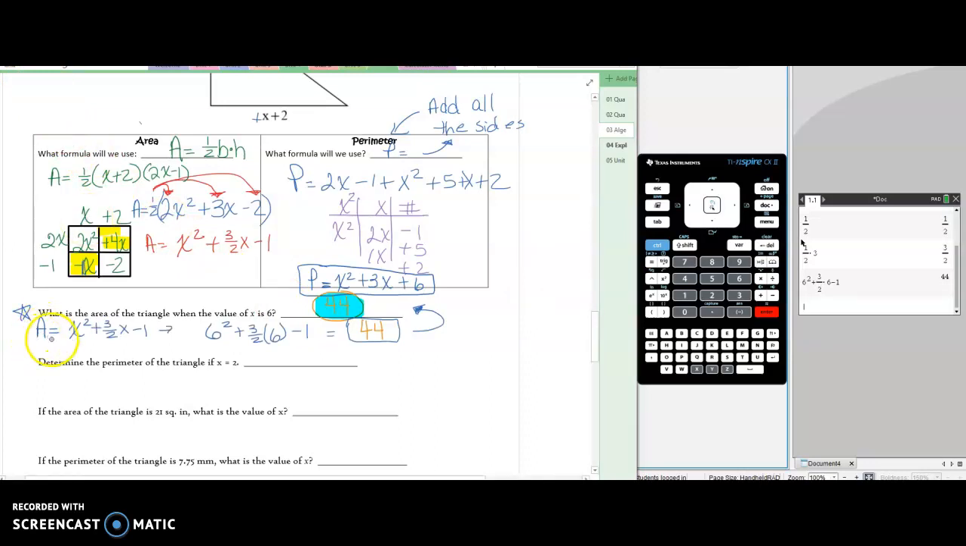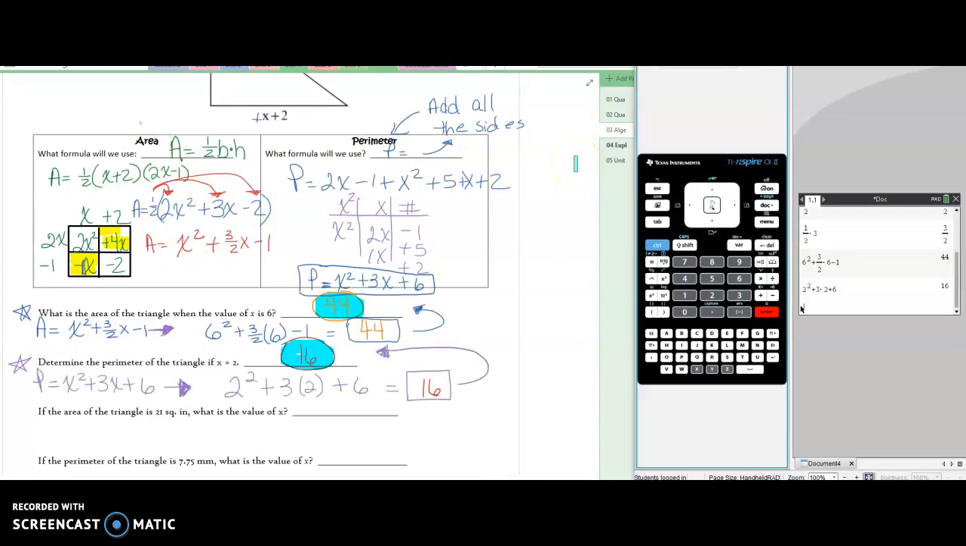Hopefully well. We used the area formula in terms of x, which is x squared plus 3 over 2 x minus 1. They told us that x was equal to 6, so we plugged in that 6 for the x. Everywhere there was an x, we put a 6 in its place. We ran that through the calculator, and when we calculated that, we got a 44. Hopefully you did well. All right, let's try the perimeter of the triangle when they gave us x with a value of 2. All right, come right back.